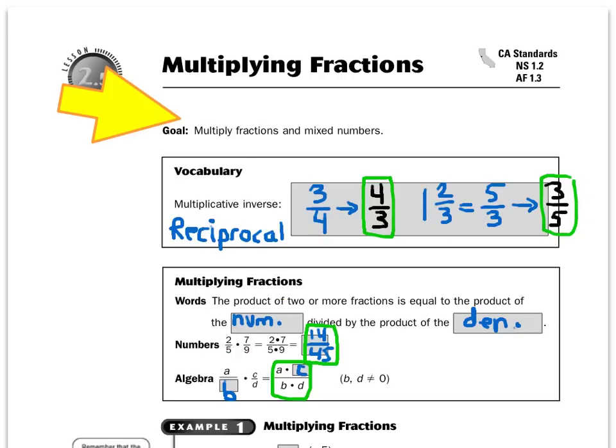When we're multiplying fractions, just take a look at this example. 2 over 5 times 7 over 9. Well, all I have to do is multiply the top, the numerators. 2 times 7 would give me 14 on top, and then I multiply the denominators. 5 times 9 would give me 45 on the bottom, and I could box my answer. If I had algebra, just variables, a over b times c over d, we just multiply the numerators, a times c on top, and then multiply the denominators, b times d on the bottom.